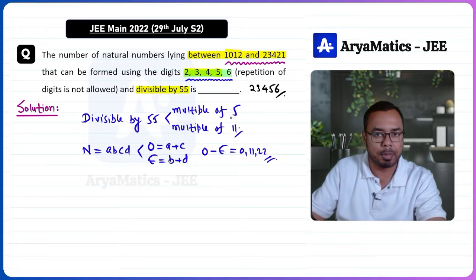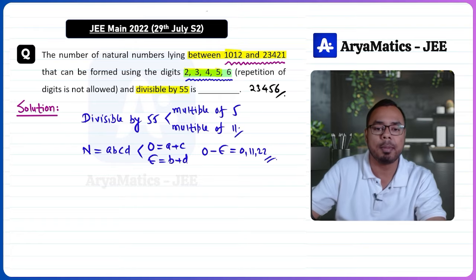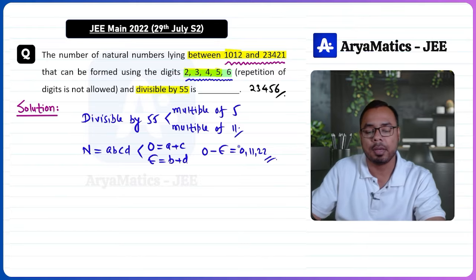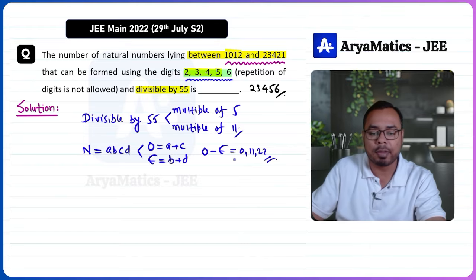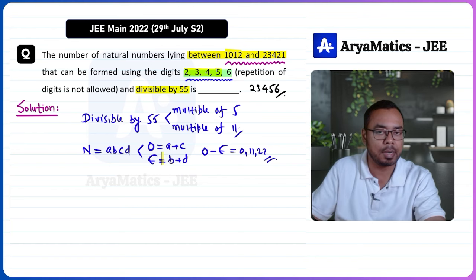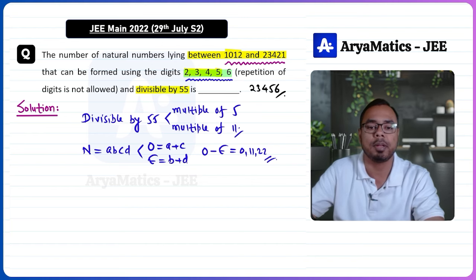So as I said, it should be a multiple of 5 as well as a multiple of 11. Also for a multiple of 5, at unit place we must have 5. And for a multiple of 11, the difference of these two, the sum of digits at odd places and the sum of digits at even places, must be either 0 or 11 or 22.